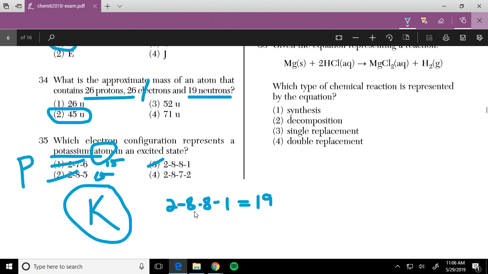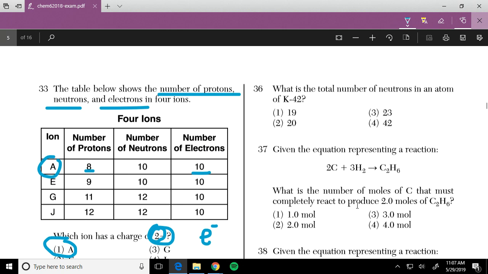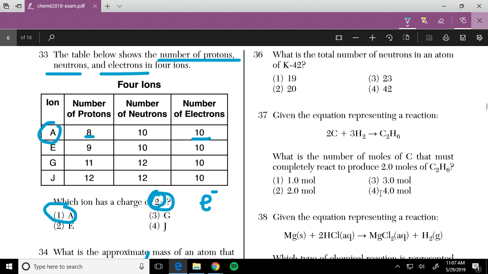And the definition of an excited atom is when one electron from an inner kernel shell jumps up, and so 2, 8, 7, 2 does also equal 19, and that represents one from the third shell jumping up to the fourth shell. There is my excited electron configuration, specifically of potassium.